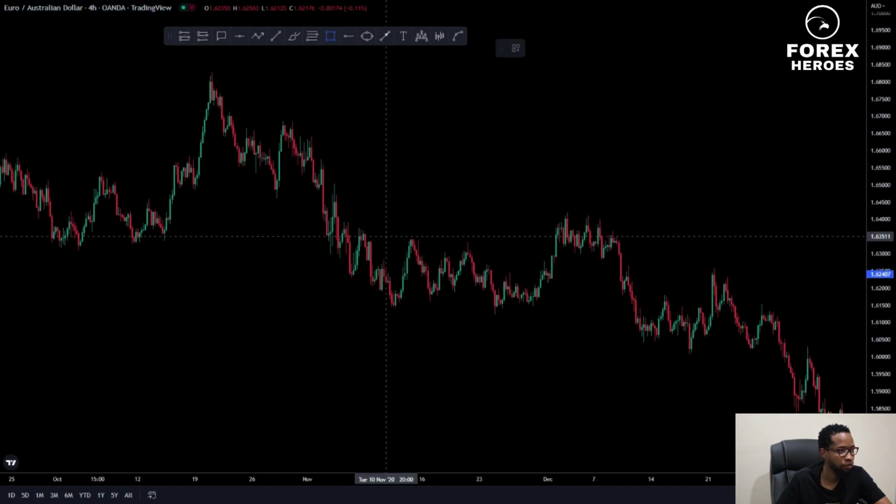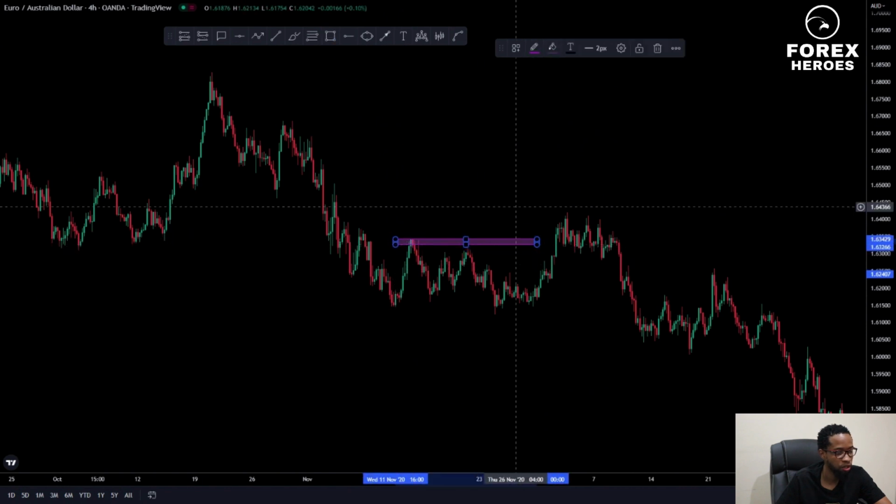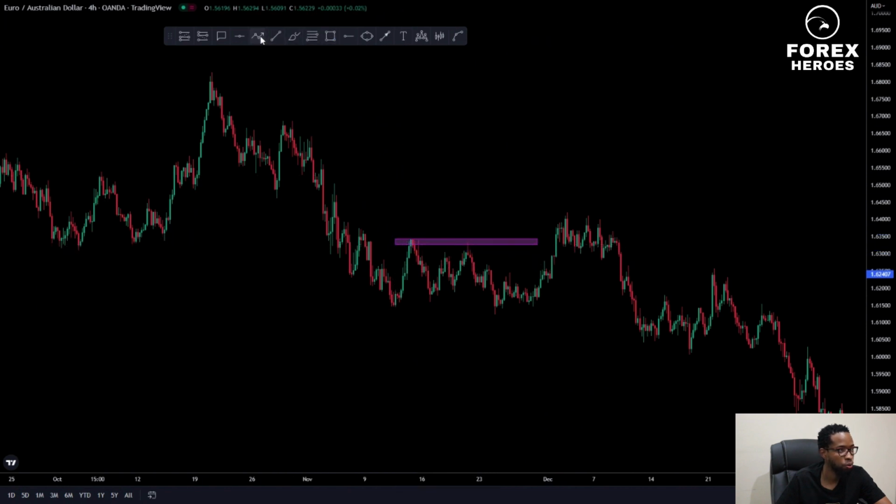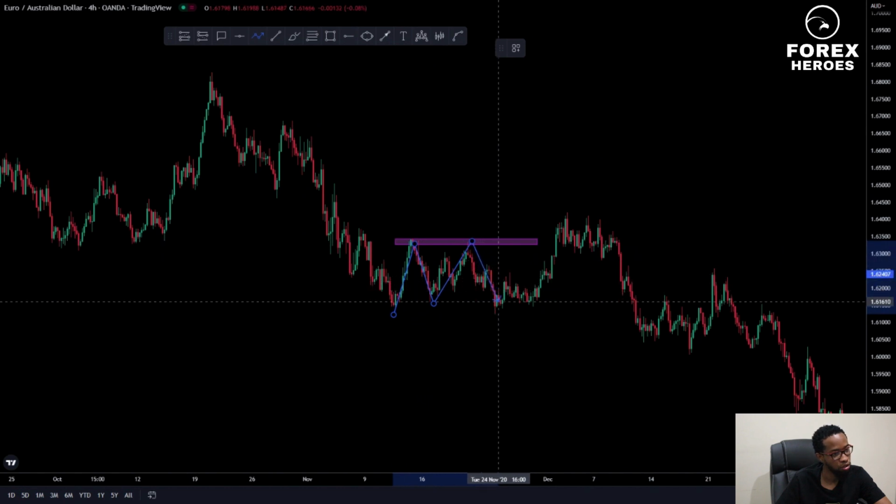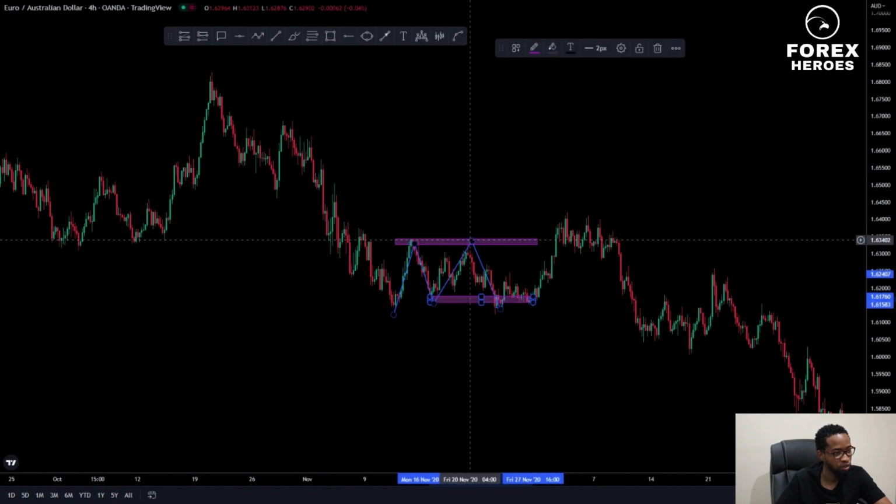Here we have what? A double top. We have 2 points. How would you know you have 2 points? You have 1, 2, then it pushed. So you would know that your TP would have been here. You can see.